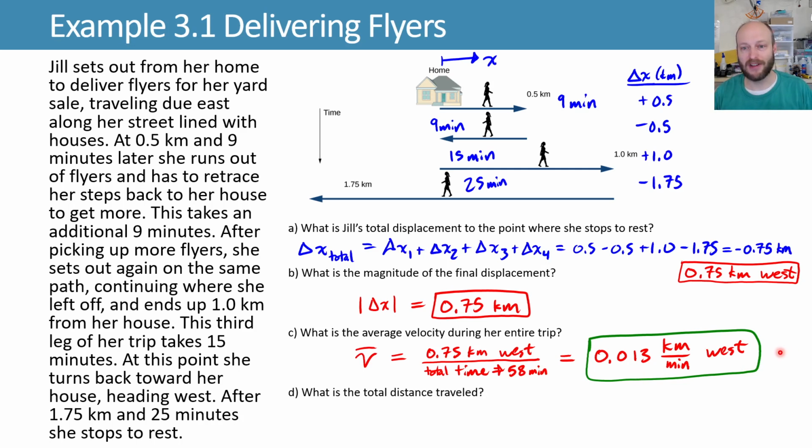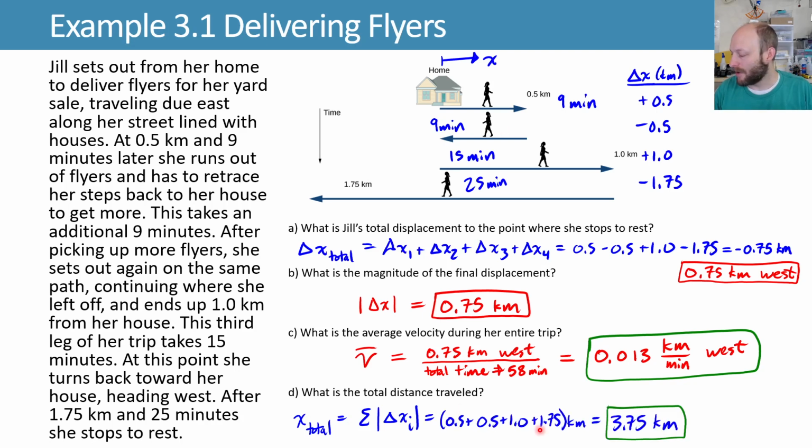How about the total distance traveled? Here the total distance traveled is, rather than adding up all the displacements, we want the magnitudes of the displacements. So we'll sum up the magnitudes or the absolute values of each displacement to get the total distance. So it's going to be 0.5 plus another 0.5 because total distance, she's traveled all that distance. And so plugging all those in, they all become positive, and we get a total distance she's traveled as 3.75 kilometers.